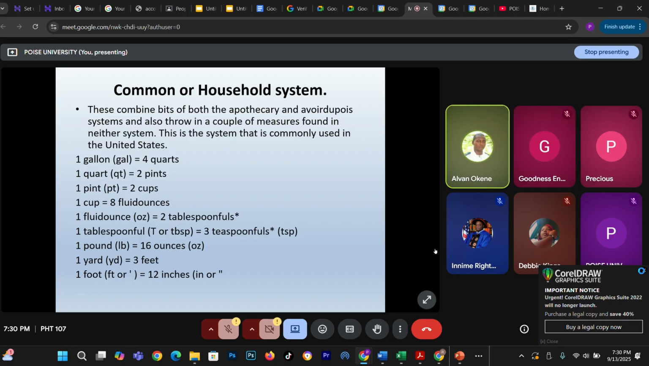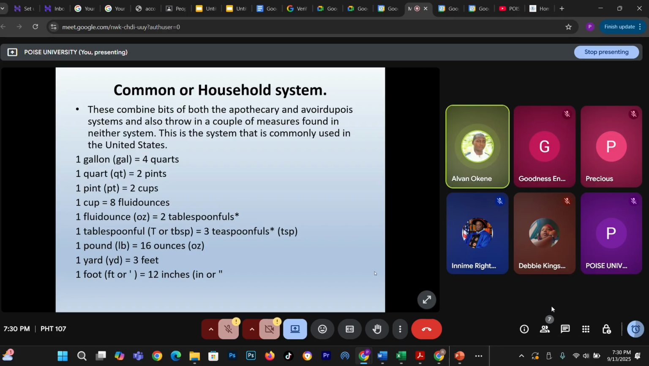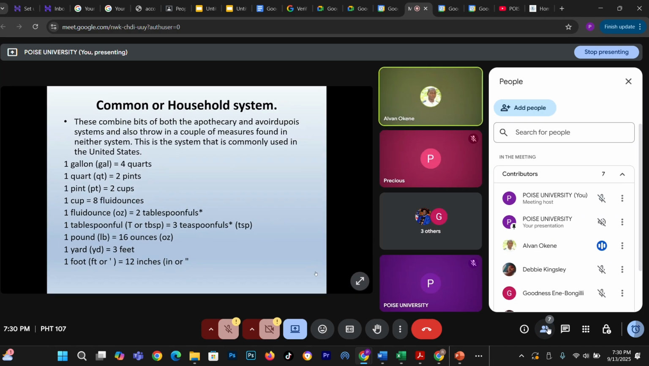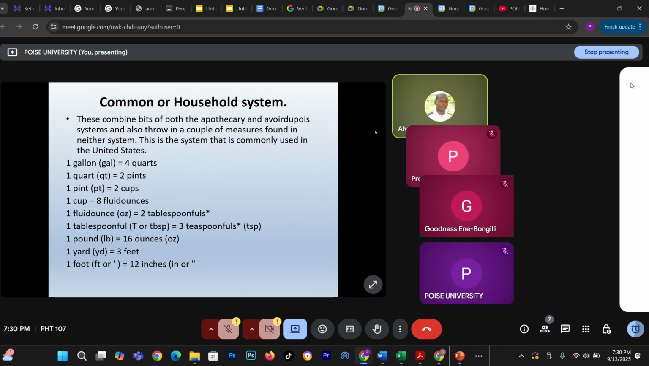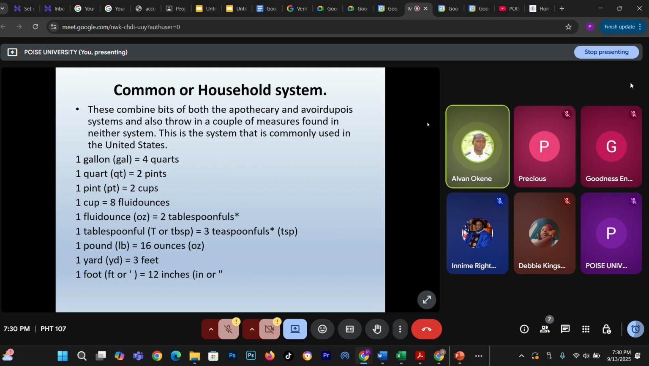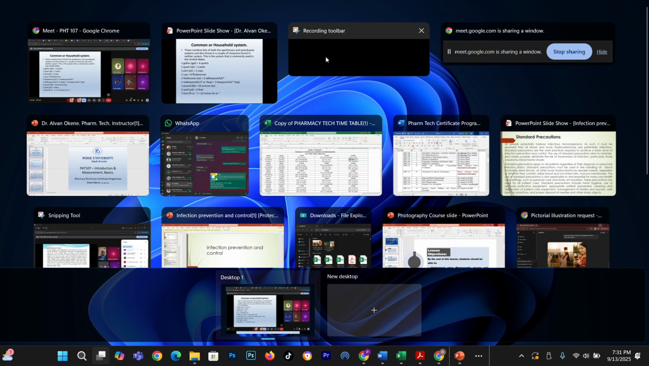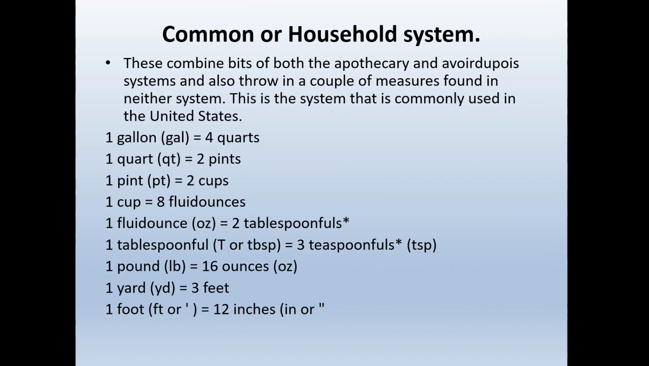Now, 1 gallon is equal to 4 quarts. 1 quart is equal to 2 pints. Remember, maybe you see a patient in the hospital that needs blood. They say, go and buy 1 pint of blood, right? You see, there is a unit of measurement. It's not just a word on its own. So that's to measure the amount of blood a person needs. So 1 pint here is equal to 2 cups.